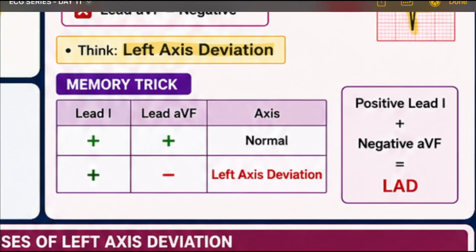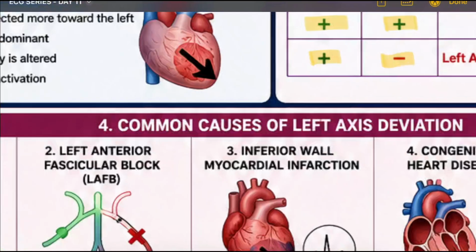Okay, as a memory trick: if lead 1 is positive and lead AVF is positive, it's normal. If AVF is negative, we call it left axis deviation. So a positive lead 1 and a negative AVF equals left axis deviation.